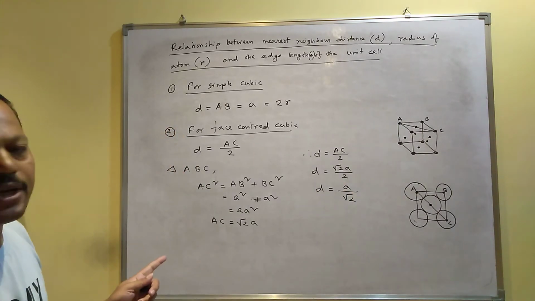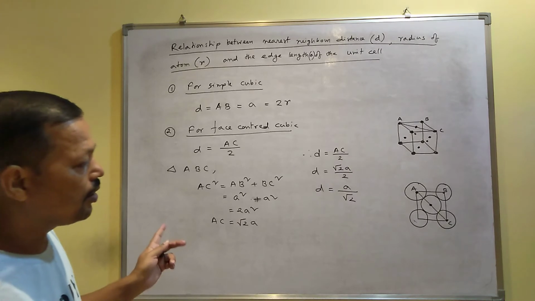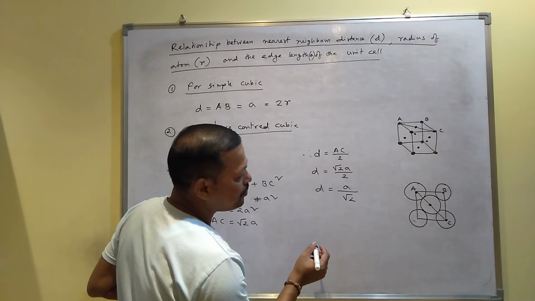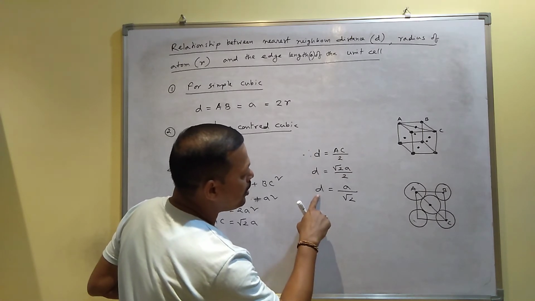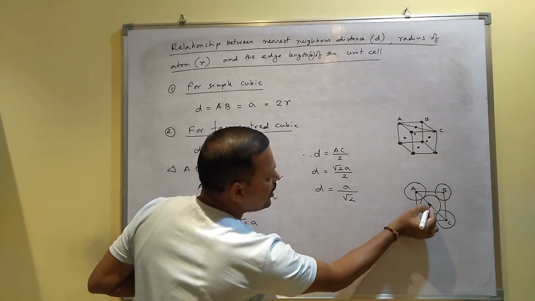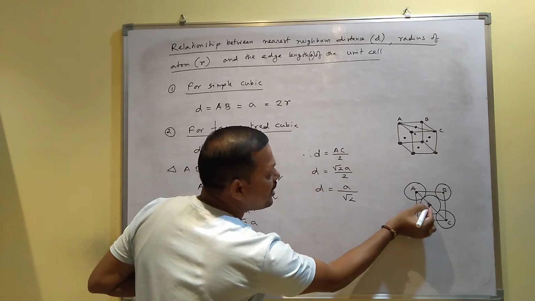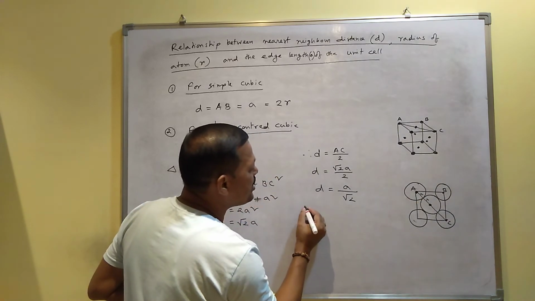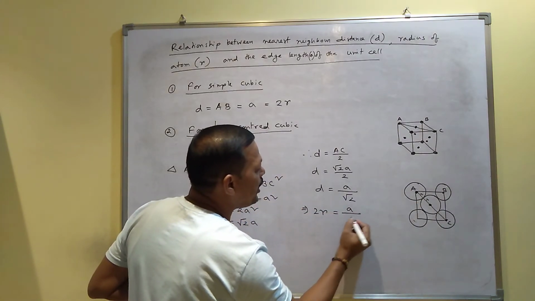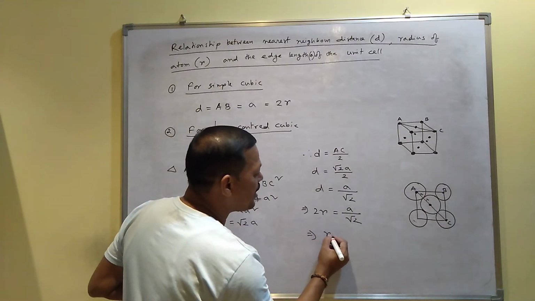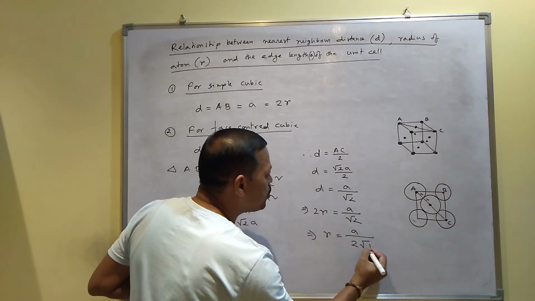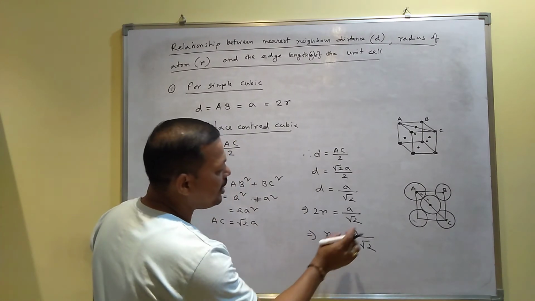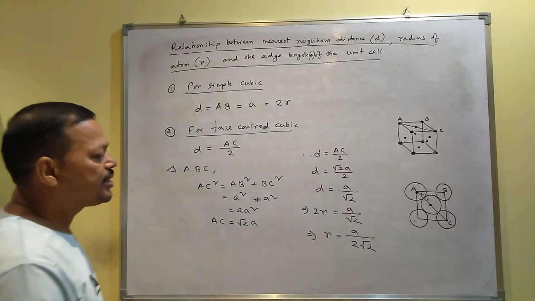Now if you want to find the relation with radius, you can write: D is half of AC, from this point to this point, called the nearest neighbor distance. And D is made of two radii, so D is twice R. Twice R is equal to A by root 2. That means R is equal to A by 2 root 2. So this is the relation between the radius, edge length and the nearest neighbor distance.